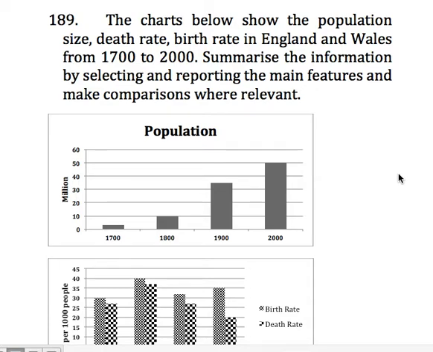I am Kiran Makkar, and today I am going to discuss with you a graph which has been seen in the past in the academic IELTS writing test. In fact, these are two column graphs. The charts below show the population size, death rate, birth rate in England and Wales from 1700 to 2000. Summarize the information by selecting and reporting the main features and make comparisons where relevant.